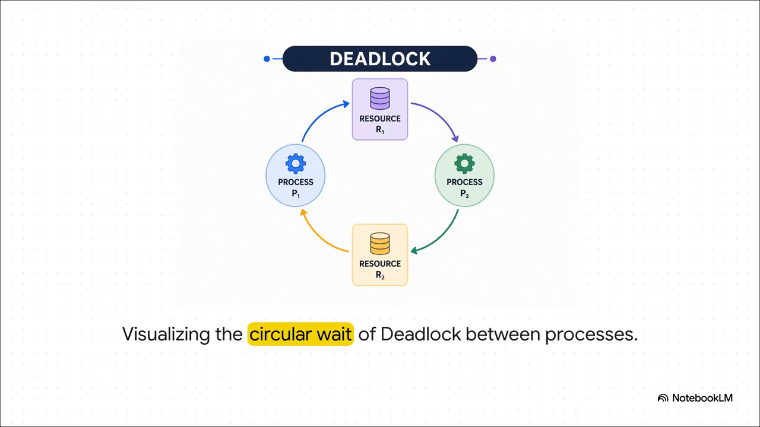Process 1 is holding on to resource 1, but it desperately needs resource 2 to finish its job. Meanwhile, process 2 is holding resource 2, but it really needs resource 1 to finish its job. Neither process can move forward until the other lets go, which they absolutely will not do until they finish. It's a permanent circular wait. It's this impossible standoff that the OS must desperately try to avoid or break.